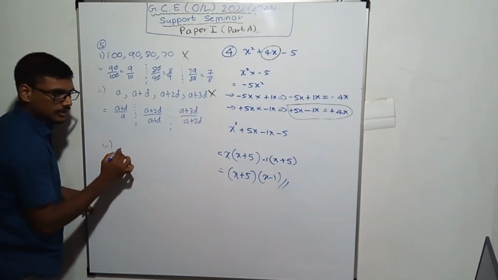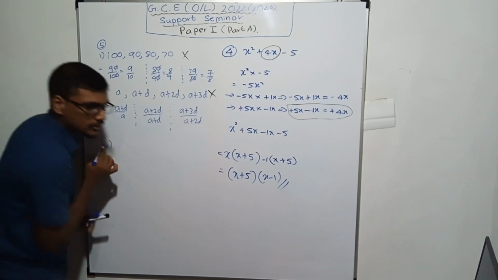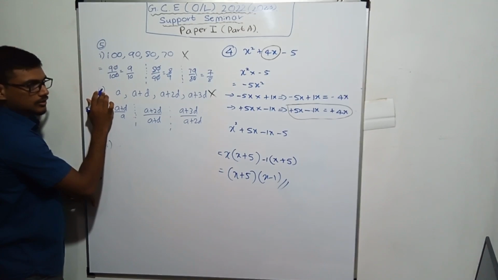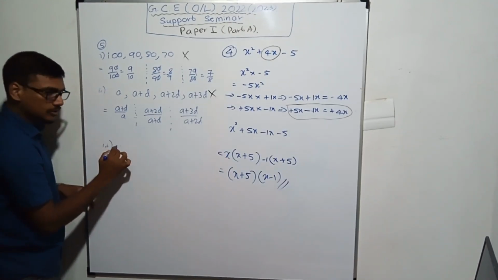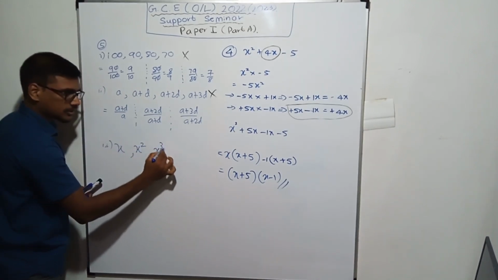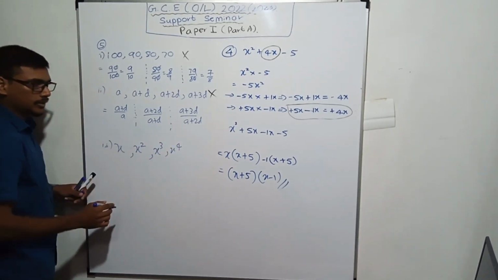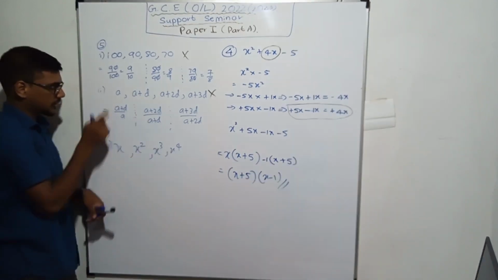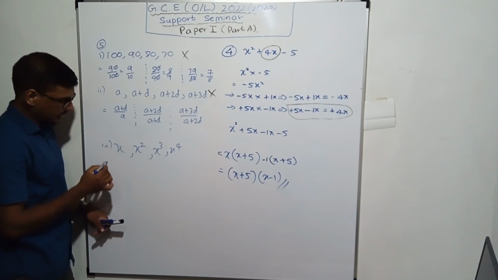It is Roman number 3. Anyhow, x squared, x cubed, x to the power 4. In the paper, there's a printing mistake. Both are given as Roman number 2, this one and this. So just take it.